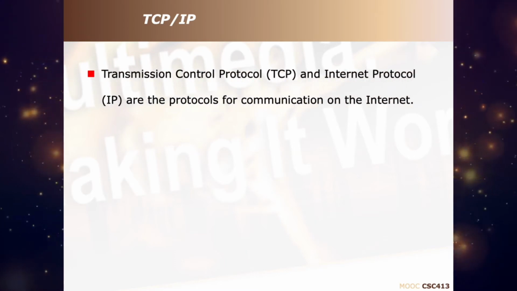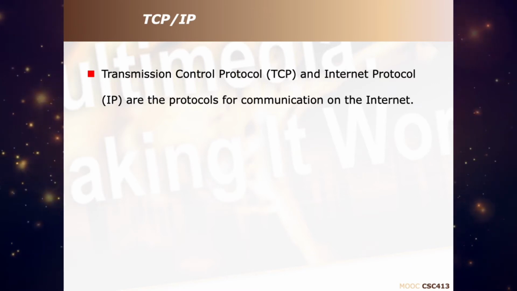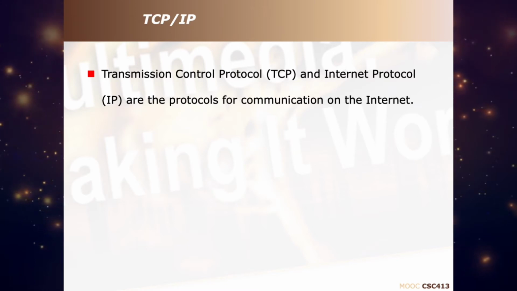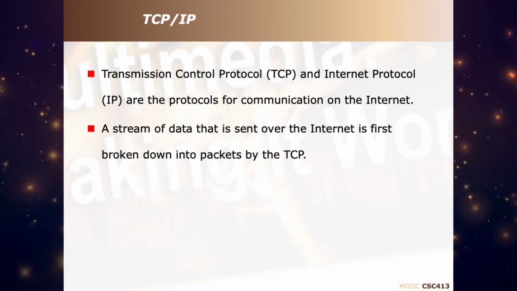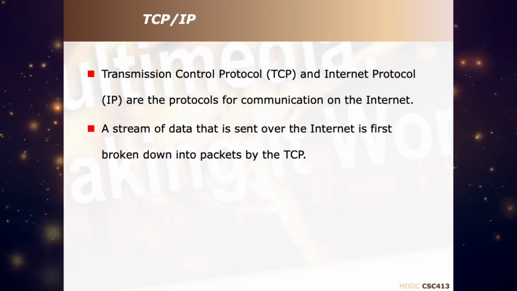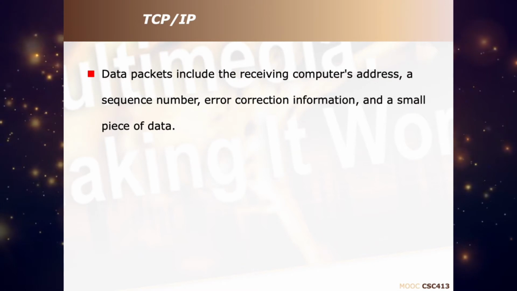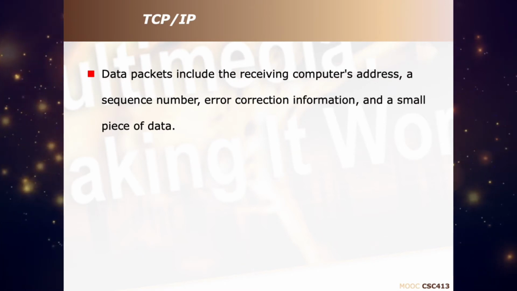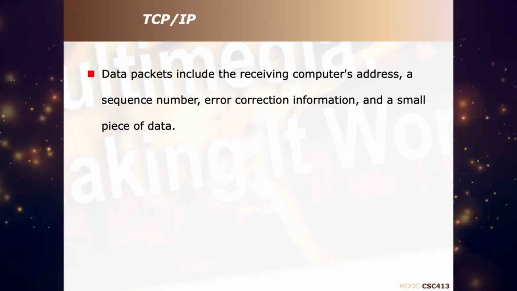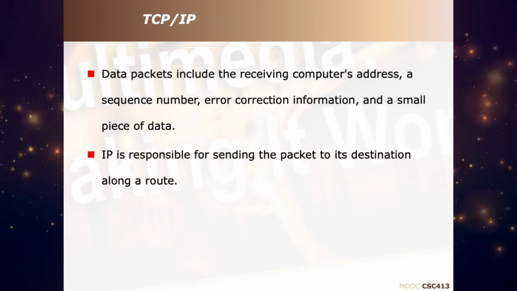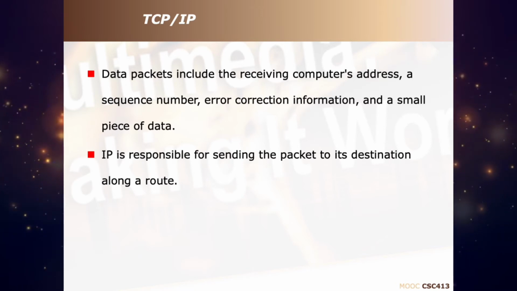TCP/IP. Transmission Control Protocol (TCP) and Internet Protocol (IP) are the protocols for communication on the internet. A stream of data that is sent over the internet is first broken down into packets by the TCP. Data packets include the receiving computer's address, a sequence number, error correction information, and a small piece of data. IP is responsible for sending the packet to its destination along a route.